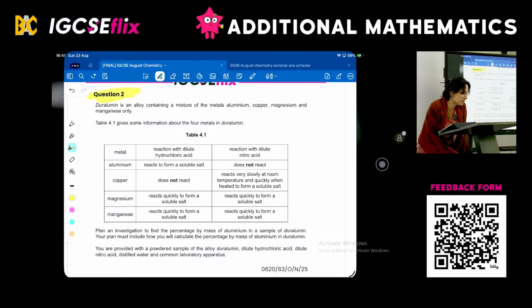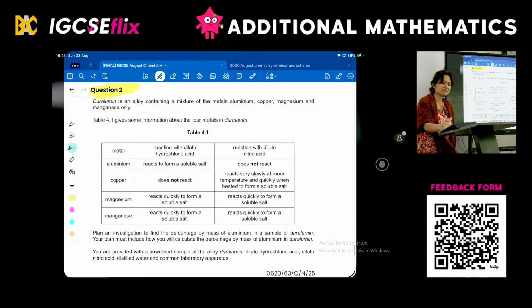Okay, it's a bit of a trick question. Which acid should you use? Nitric acid, you dissolve everything because the aluminium does not react with nitric acid. Did you see why they put hydrochloric acid? For you to think a bit.